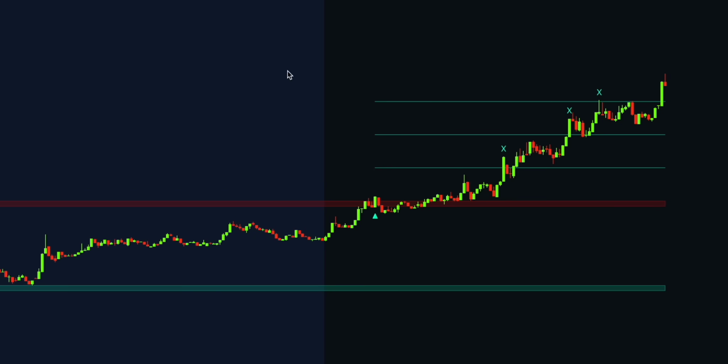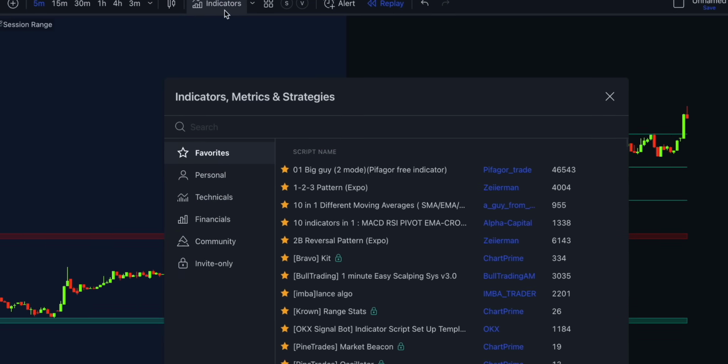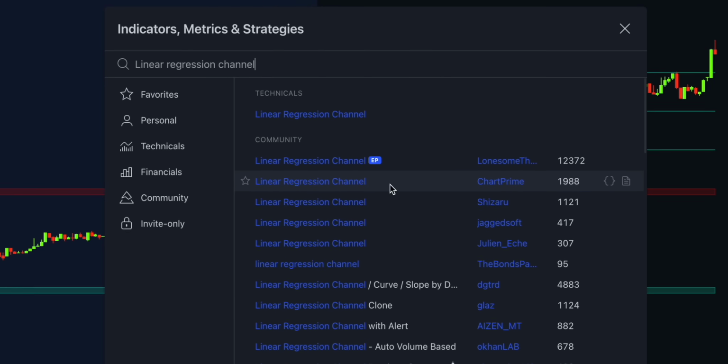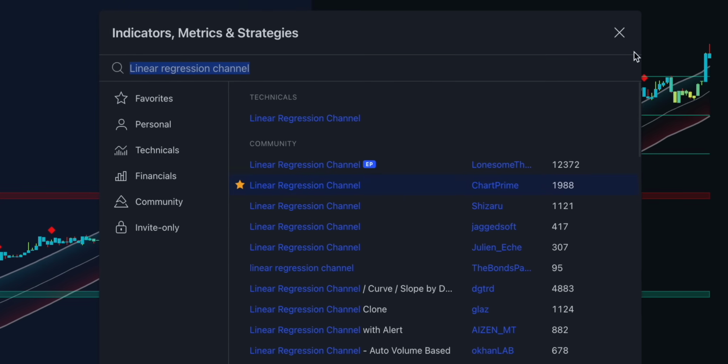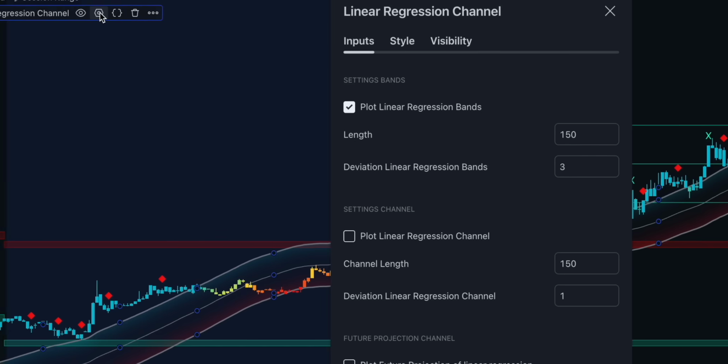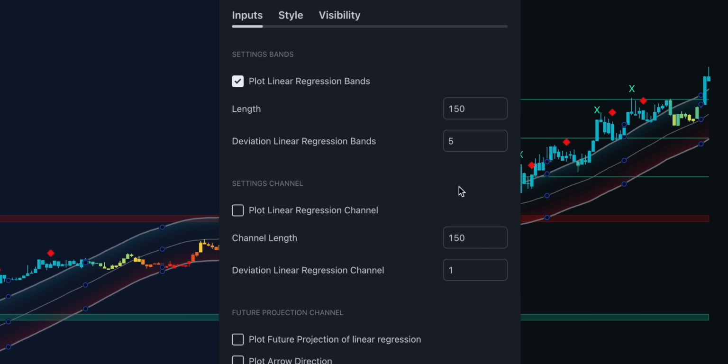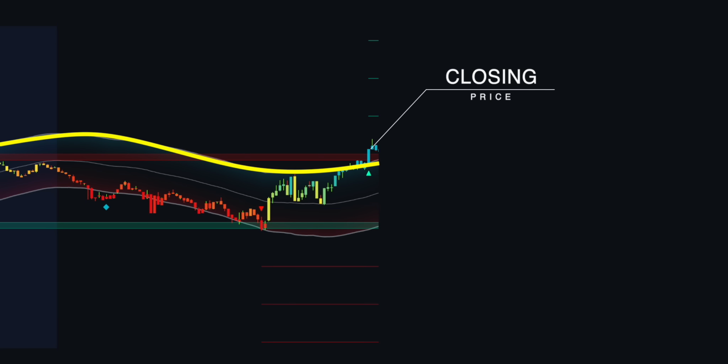To cancel 90% of false breakout signals, we need to incorporate another indicator. The indicator I'm talking about is called the Linear Regression Channel by Chart Prime. Once installed on the chart, open its settings and change the deviation to 5. This will widen the channel. The idea is to cancel all breakout signals that occur outside the channel. For example, a bullish breakout will be considered false if the closing price is above the upper channel band.